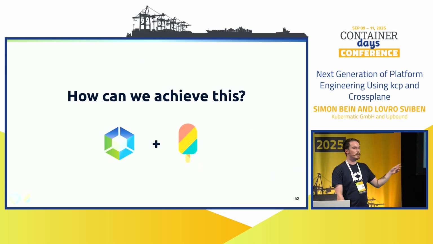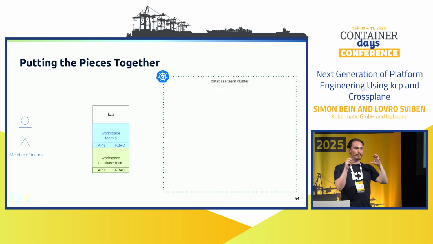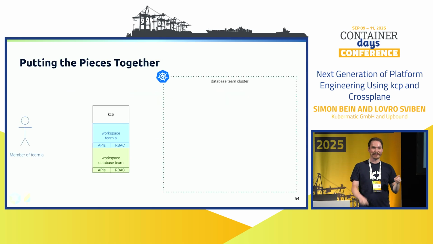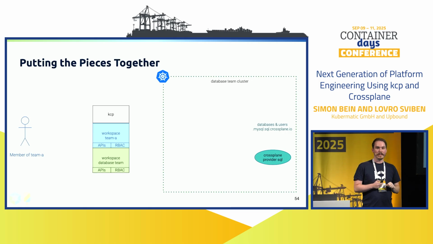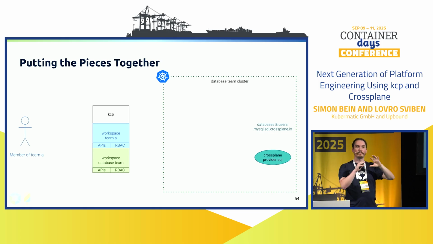How can we achieve this now with KCP and Crossplane? Now we're putting all the little puzzle pieces together, so it's good if you paid attention, because now every single part becomes important. So, first of all, we're using a Crossplane provider for SQL. This is something that someone else built, the community built, that we can use, and it works on databases and users on the mysql.sql.crossplane.io API. That happens on the provider side. This is plain standard Crossplane.